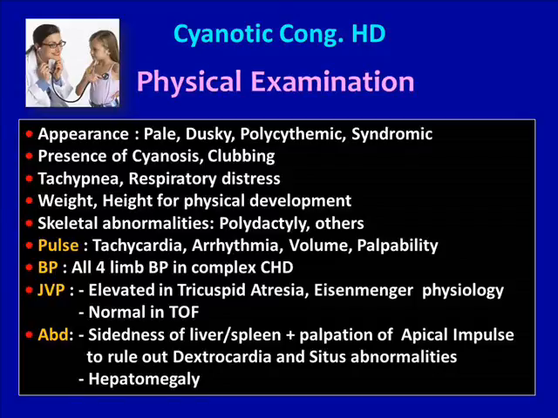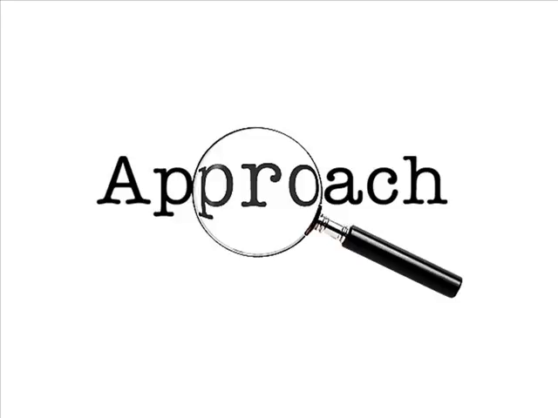Check the pulse for tachycardia, arrhythmia, volume and palpability. Preferably check the BP in all four limbs. Examine the JVP as it is elevated in tricuspid atresia and in Eisenmenger syndrome, often normal in tetralogy of Fallot. It's quite important to examine the abdomen for the sidedness of the liver along with palpation of the apical impulse to find out dextrocardia and situs abnormalities, if any, and also palpate for hepatomegaly. Now, what is the approach to cyanotic congenital heart disease?